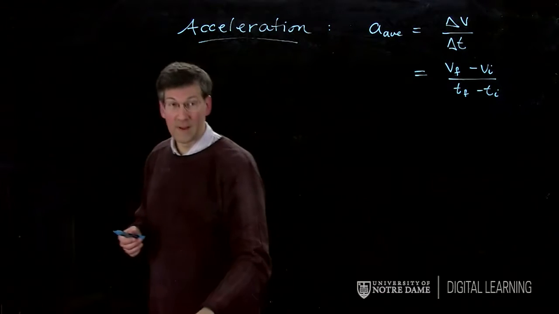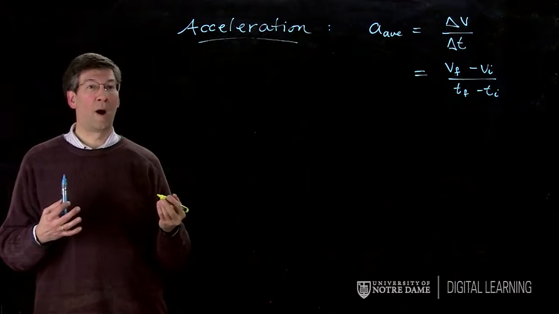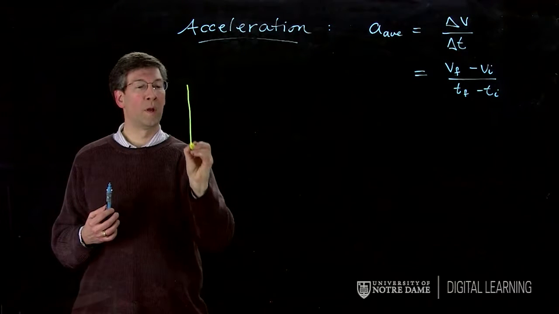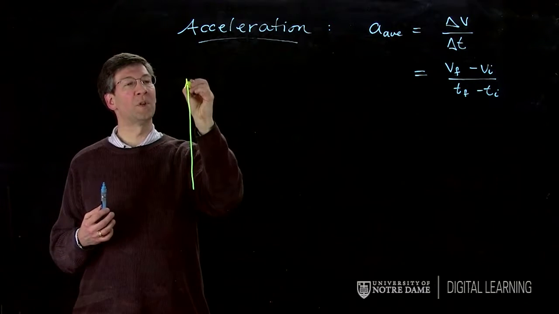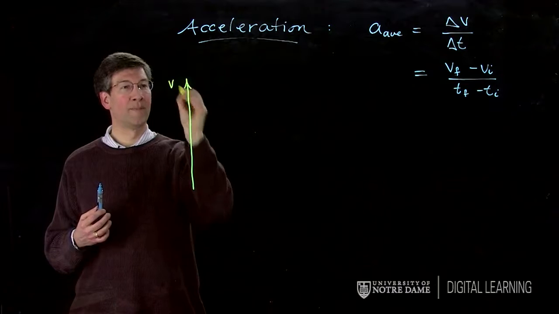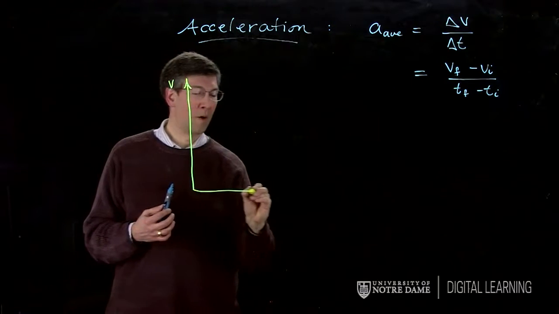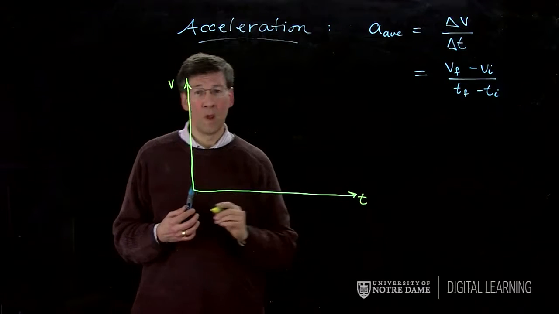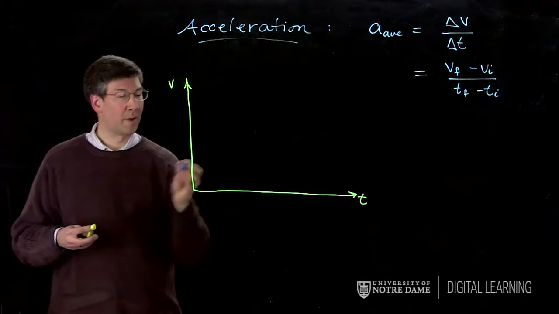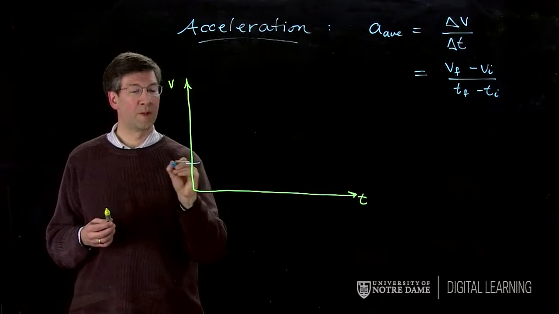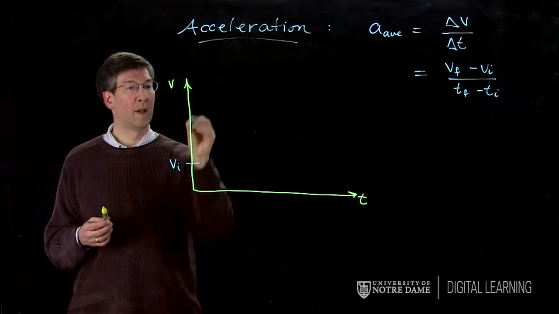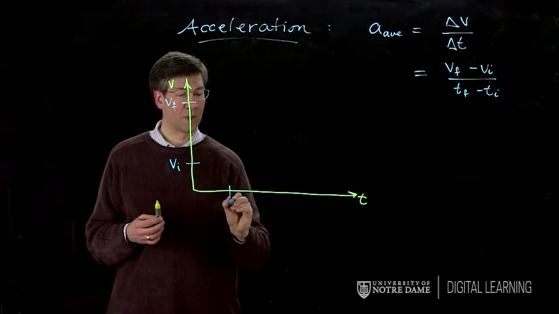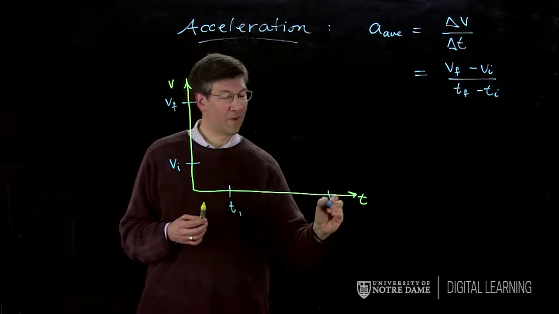And just like we did on the last slide, we're going to draw a velocity versus time graph this time. So here is a vertical axis. Now instead of position, we have velocity. And over here, we have time. And I can do exactly what I did on the previous slide, where I start at some initial speed, and I go to some final speed. And I start at some initial time, and I go to some final time.